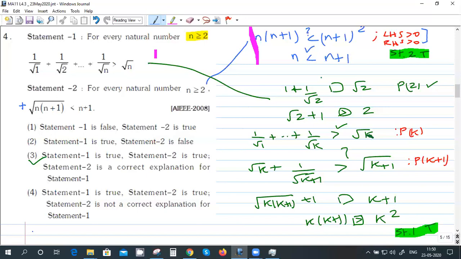For example, minus 4 is less than 2, right? If you square this, it becomes 16 less than 4, which is not true. But if both the sides are positive, then the inequality will still hold. So here both the left hand side and right hand side are positive. That's why I can square it. So statement 2 is true.